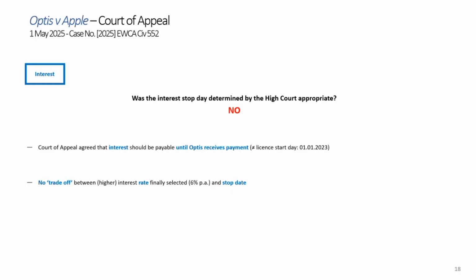And this means that this amount will also be higher compared to the decision of the High Court, because the years for which interest is going to be owed are going to be more than, of course, the 1st of January 2023. We are already 2 years after this, almost 3 years after this moment in time. So here, this decision regarding the interest will very likely lead also to a higher amount that Optis is entitled to.